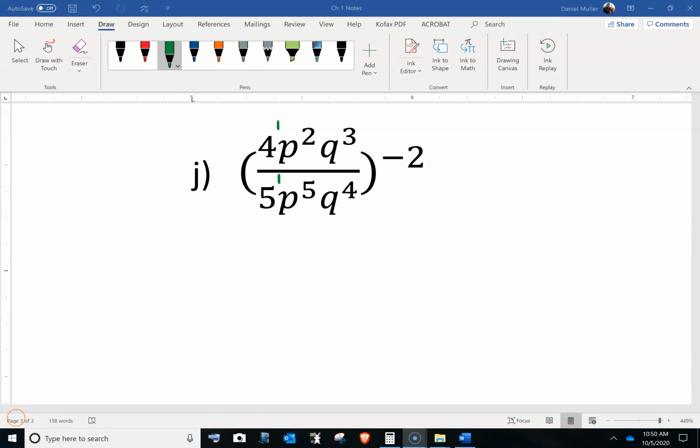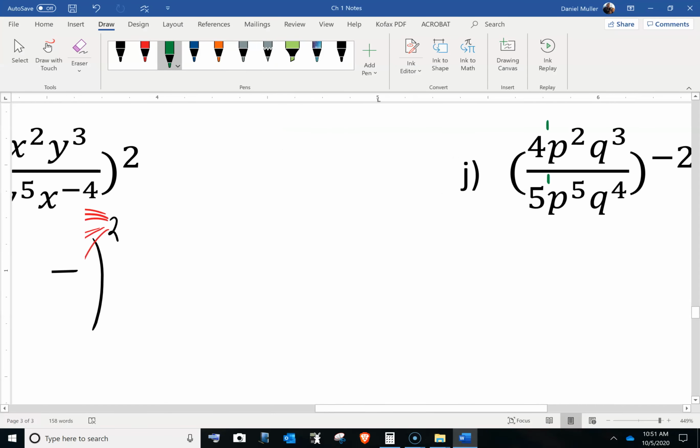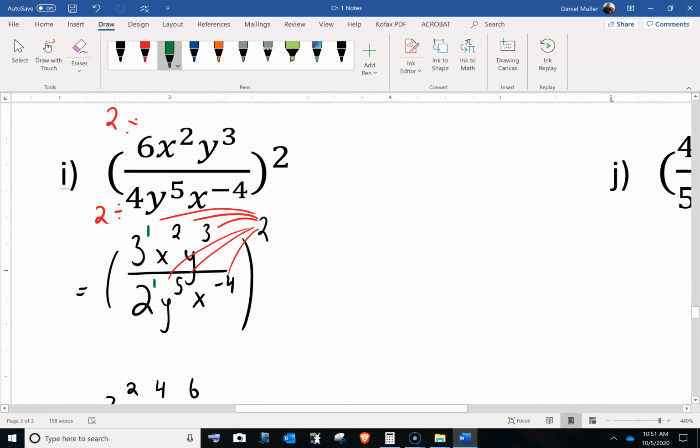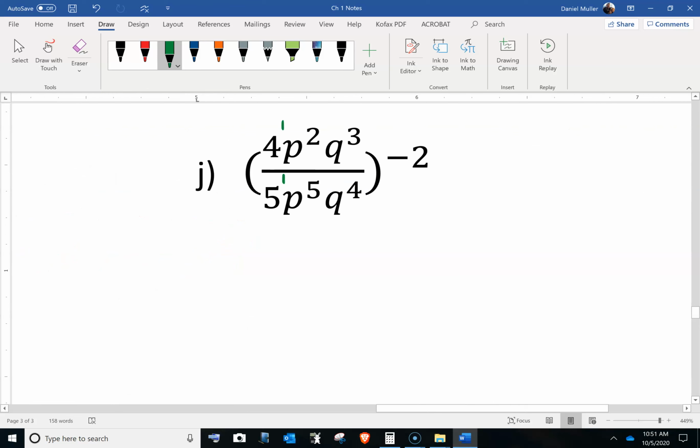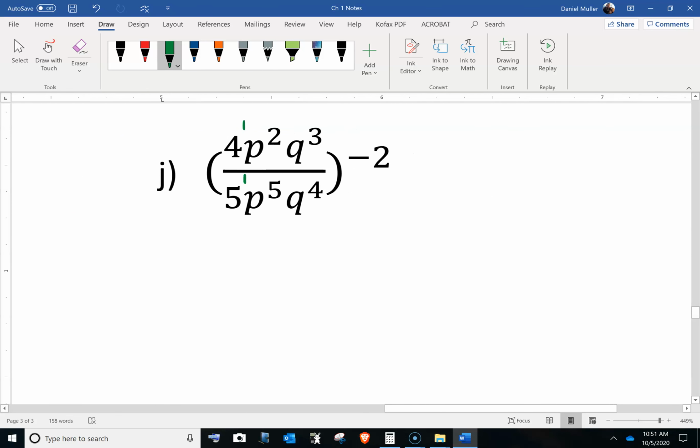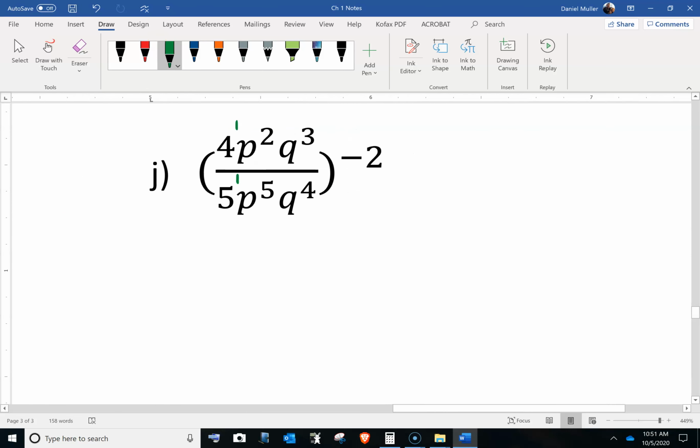Now we can compare to the previous question here. 6 and a 4 could be reduced, so I did 3 over 2. But 4 over 5 here can't be reduced, so I'm going to leave it, and I'm just going to bring this negative exponent on the outside here. I'm just going to bring it to everything. Actually, now that I think about it, that is something we sometimes do, but let's try something different.